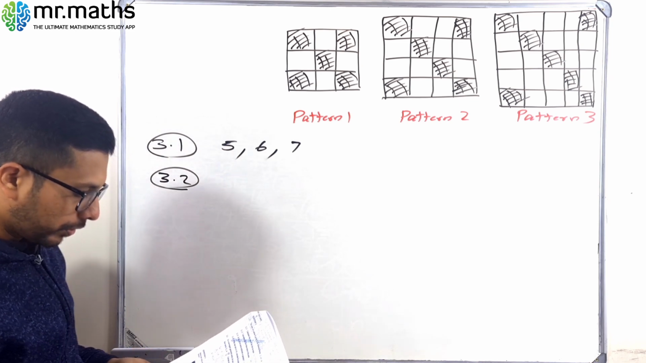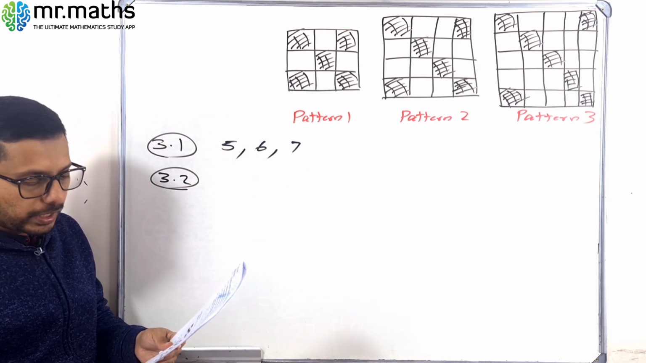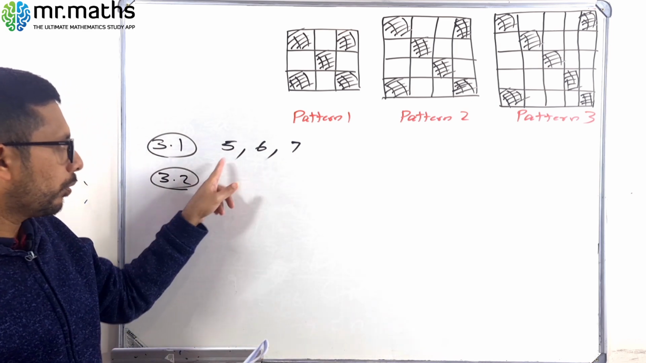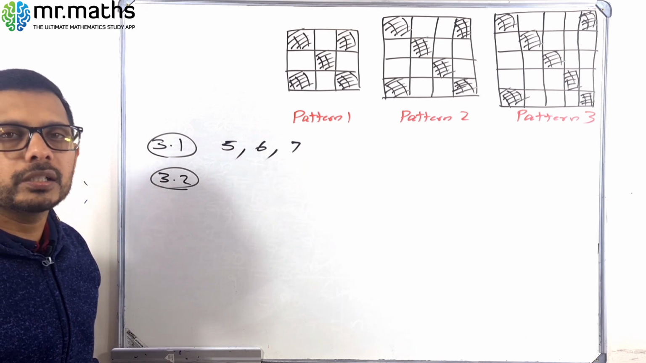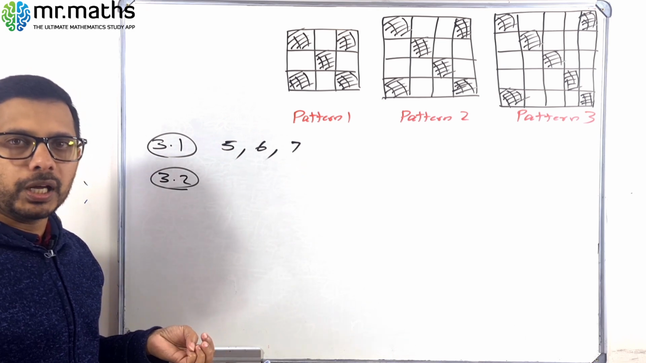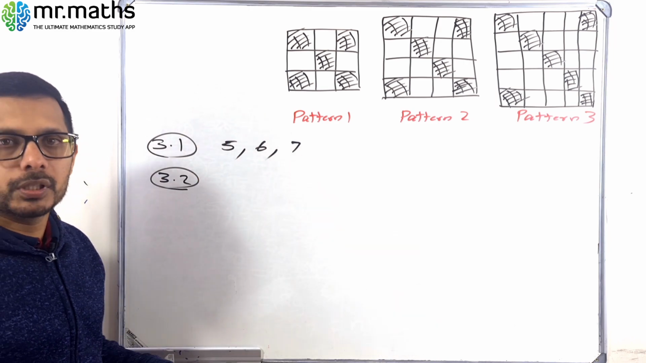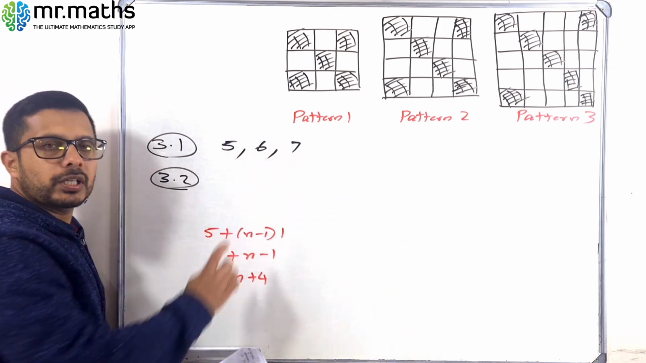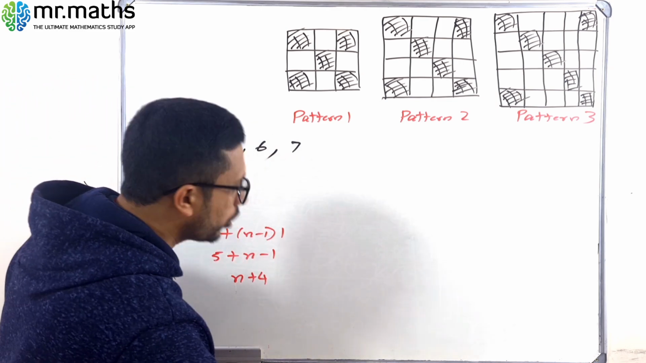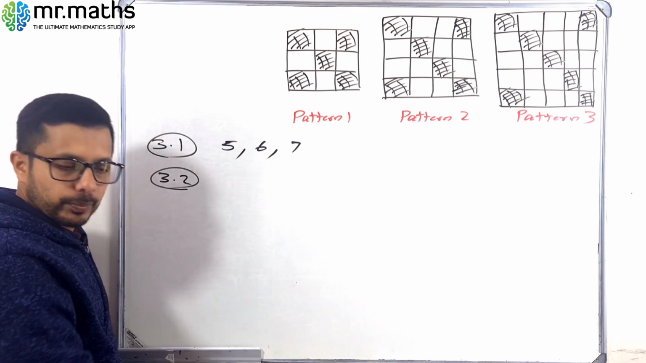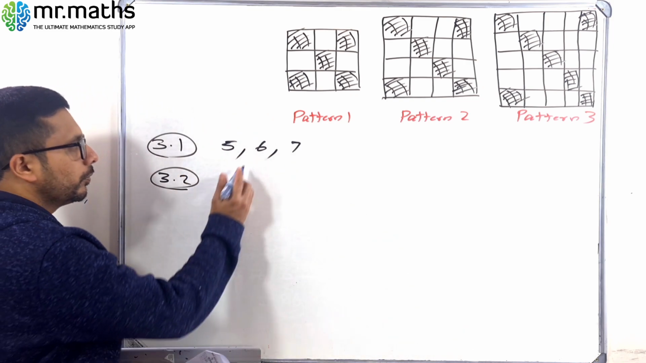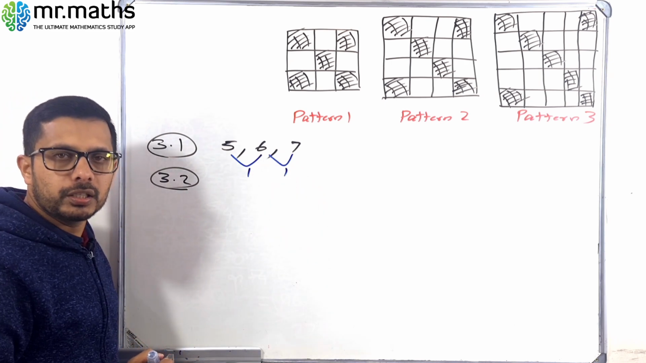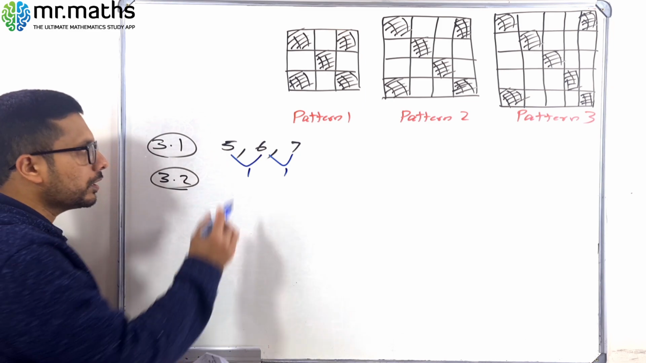Write down a formula for the number of black blocks that will be used in pattern N. These are the number of blocks, and you have to write a general formula for the nth term, that means Tn. So what kind of pattern is 5, 6, 7? Is it arithmetic or geometric? This is an arithmetic pattern, because you can find a common difference, and that difference is 1.